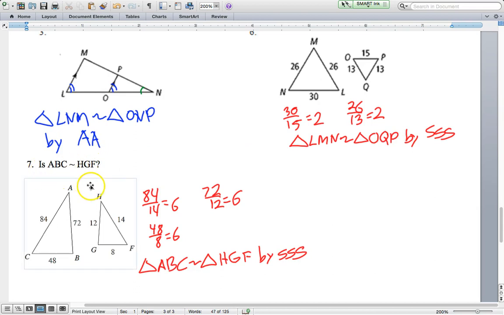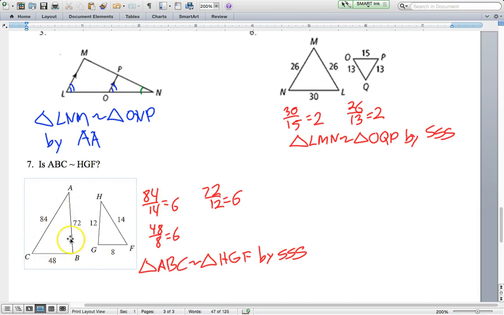Now number 7, very similar to number 6. You got to divide the large side on the big one by the large side on the small one. Divide the small side on the big one by the small side on the small one. And divide the medium side by the medium side. And they all happen to give us a ratio of 6. Therefore, the sides are proportional. So just like number 6, these 2 are similar by SSS.